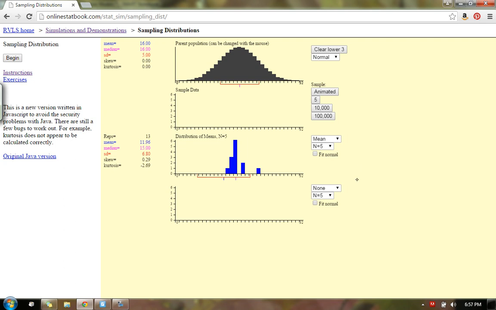5 more of those. And you can see the more samples I take, it starts to look a little bit more normal. What these color differentiations down here mean is the blue is the mean of this population, and the red is supposed to be the standard deviation, so it's just showing you the width of the standard deviation. Let's do another 5. You can start to see it get more and more normal.